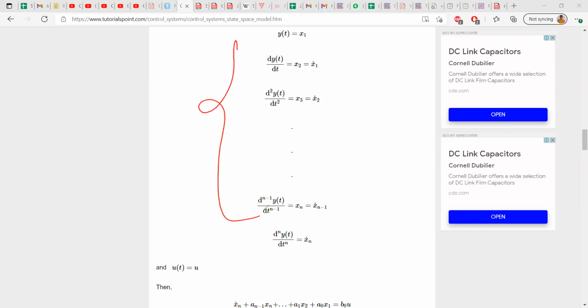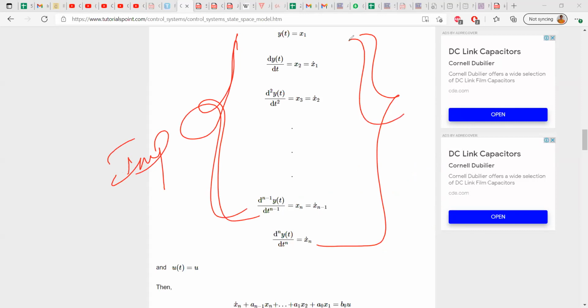Is it clear, all of you? These things are very important while deriving the state model from the given transfer function. These assumptions are very important. All of you clear with this?